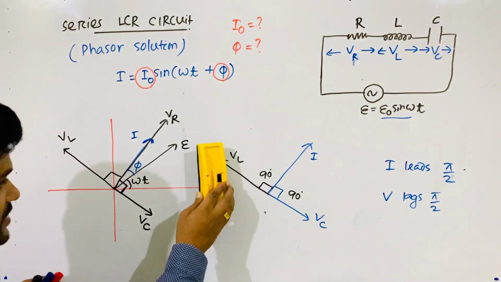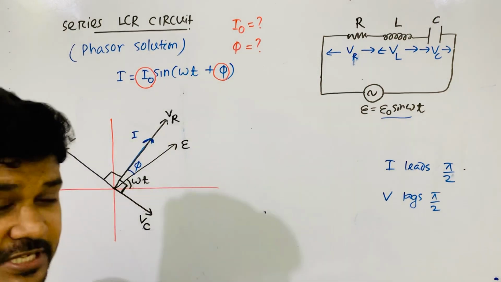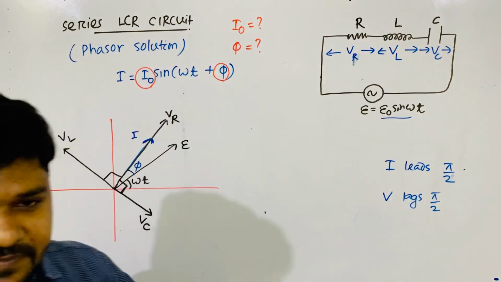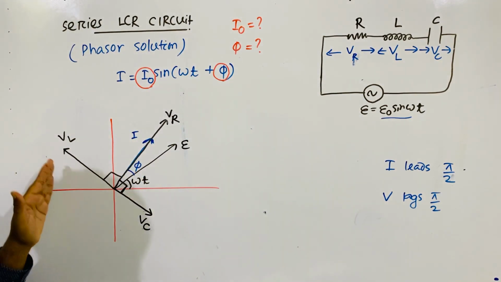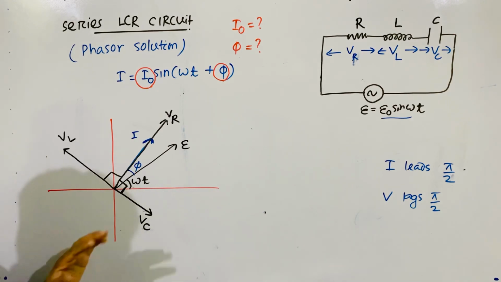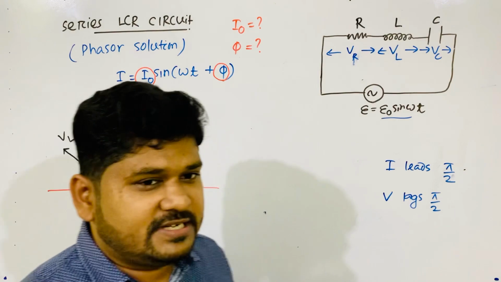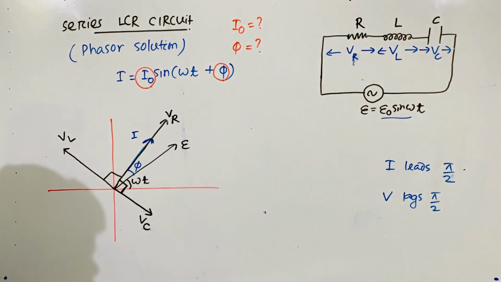Okay, so now the phasor diagram is over. If this much you understand, then your LCR circuit is complete. This is VL, this is VC. Now your understanding of this series LCR circuit, the difficult portion, you understood.